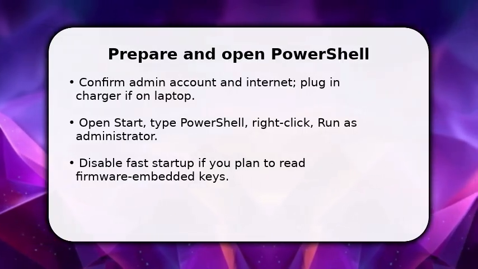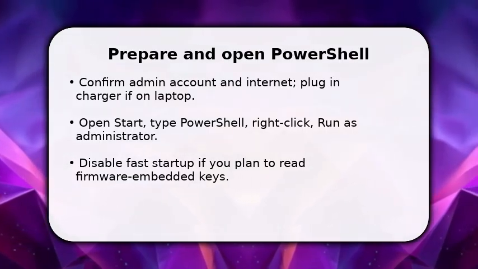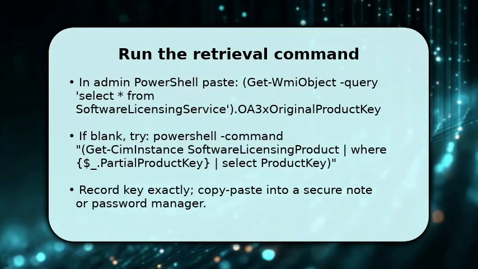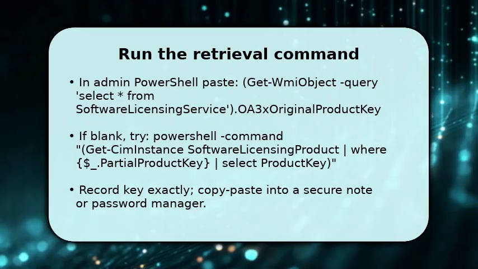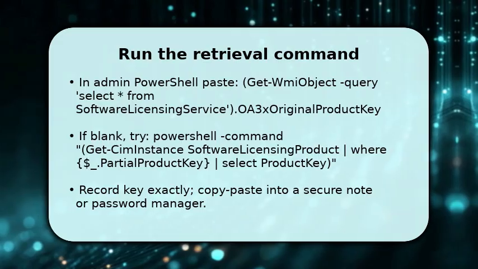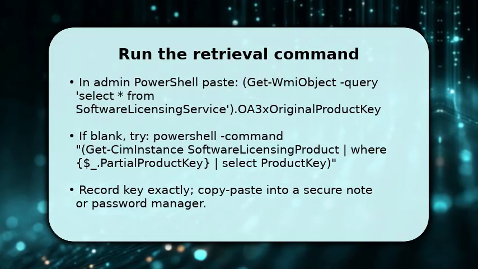Now you're ready to run the command to extract the product key. Now you'll execute the specific command that reads Windows licensing info. Paste the WMI command and hit Enter. It returns the OA3X original product key if the key is embedded in firmware.